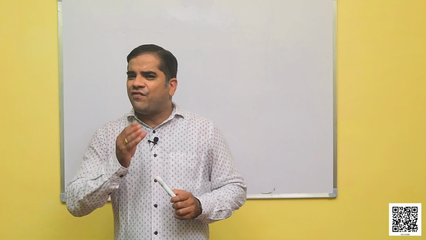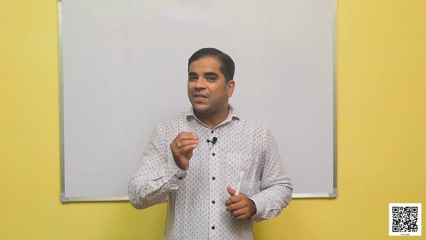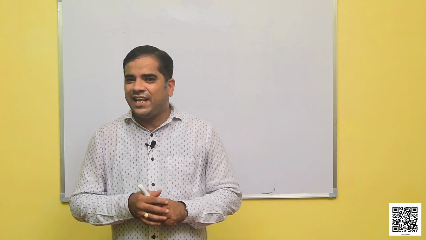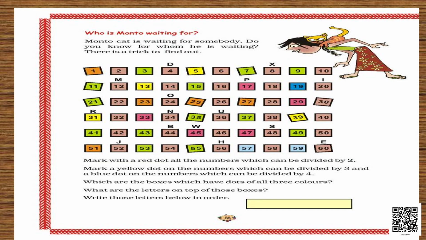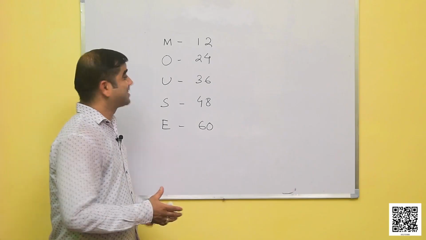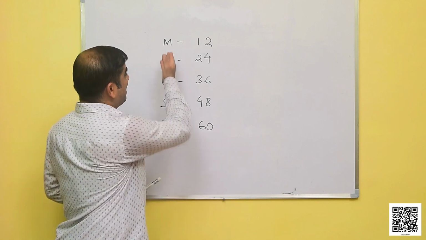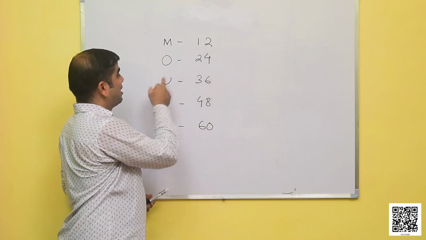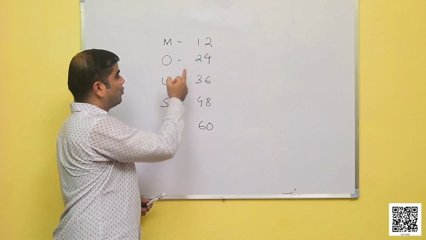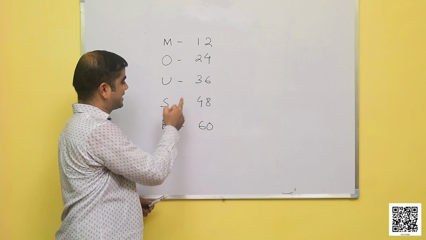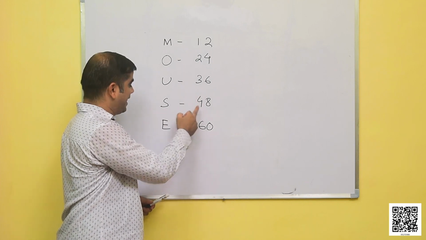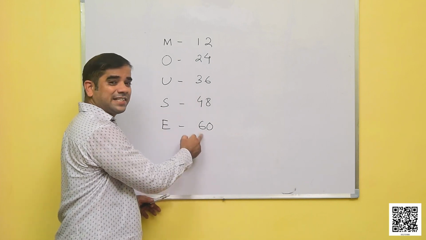So, can you find any letter over those numbers? Yes, you can. Obviously, see, you can find the letters M, O, U, S and E. That goes for mouse. So, students, which numbers did we find from the group of numbers? M is found at 12, O is found at 24, U is found at 36, S is found at 48 and E is found at 60.